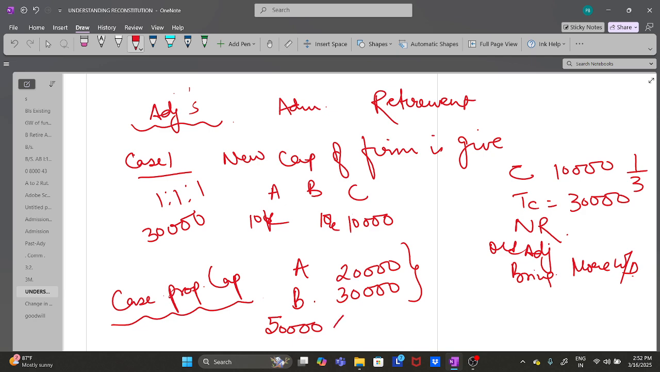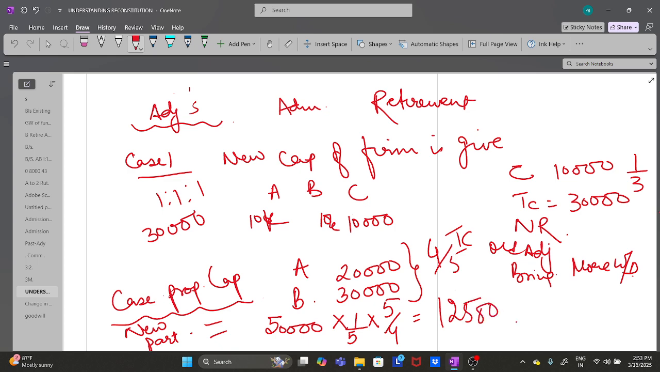Now let's see, admit for 1/5 share. Take 1/5 of this. 50,000 is what? 4/5 of total capital. So when this is the total capital, I'm taking it to the other side. I take the reciprocal of the remaining share, so that turns out to be 5/4. And the capital of the new partner turns out to be 12,500, which is, 5 got cancelled, 50,000 divided by 4.